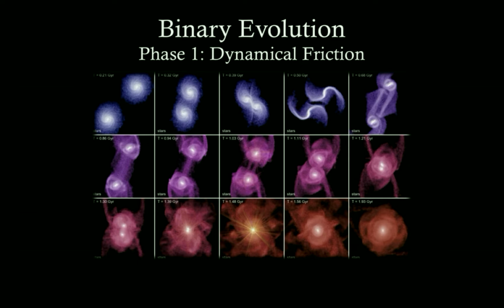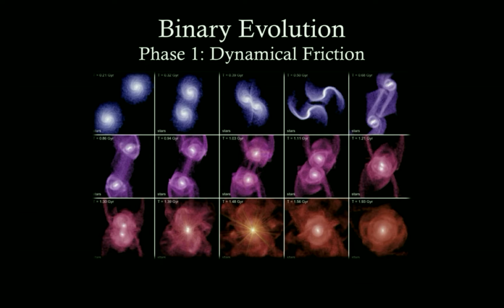Here we have a bunch of snapshots of a similar simulation like the one we saw earlier. Now, the process that brings the bulges together is called dynamical friction. And this is the gravitational drag that the supermassive black holes feel as they move through the scattered gas and stars of the merging galaxy.